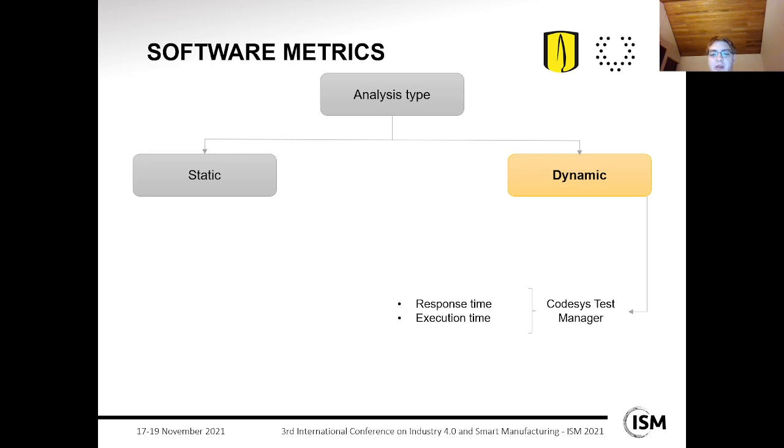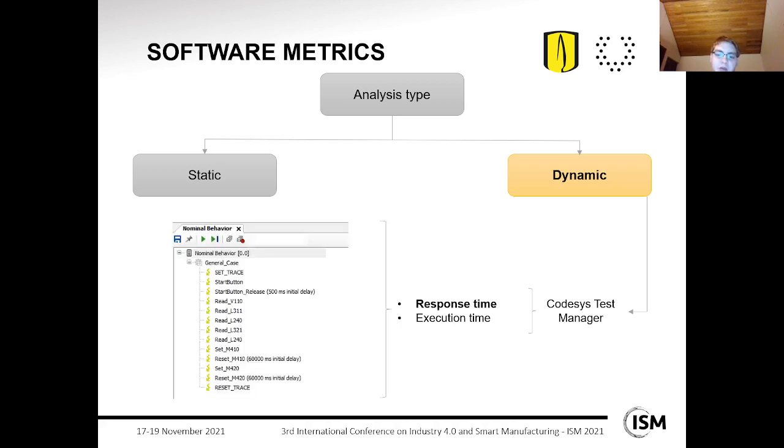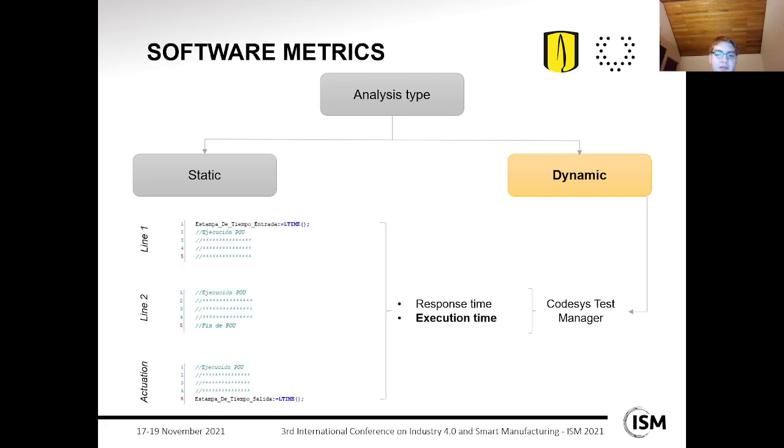For the dynamic part, we use only Cohesive Test Manager to calculate both metrics. For the response time, we establish some repeatable steps for both codes. For the execution time, we instrument the code. So we put a timestamp at line 1, and that is the start, and at the end of execution another timestamp, and then we make the difference.